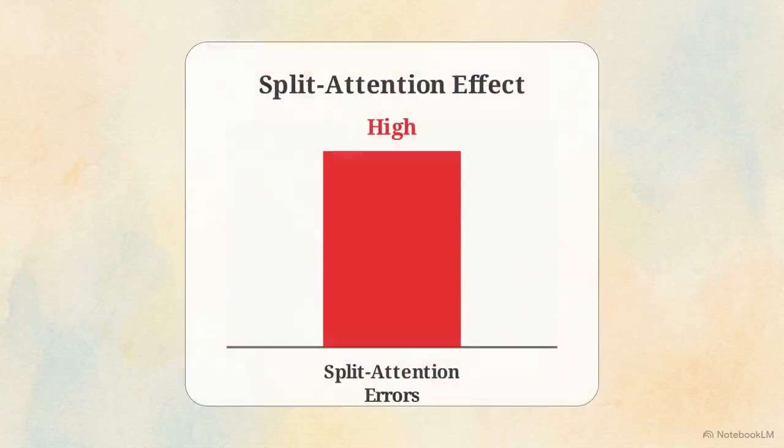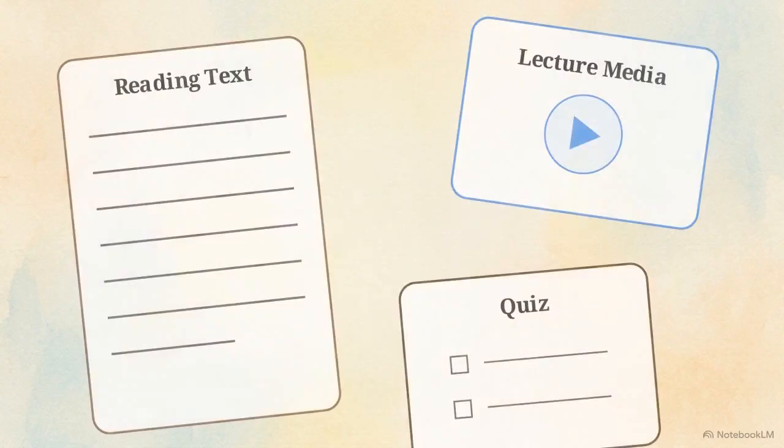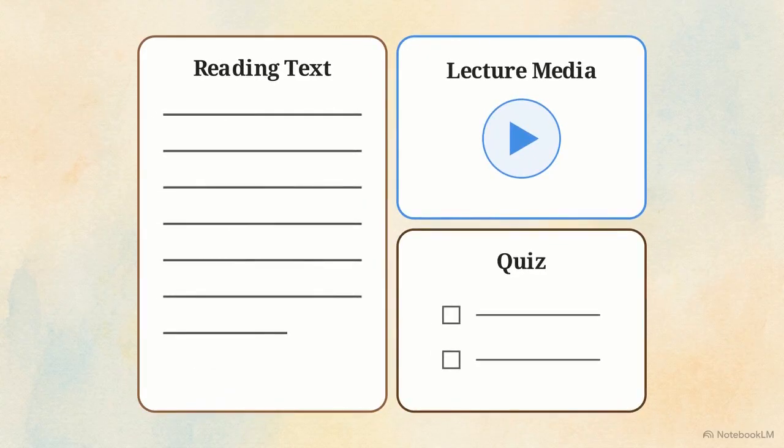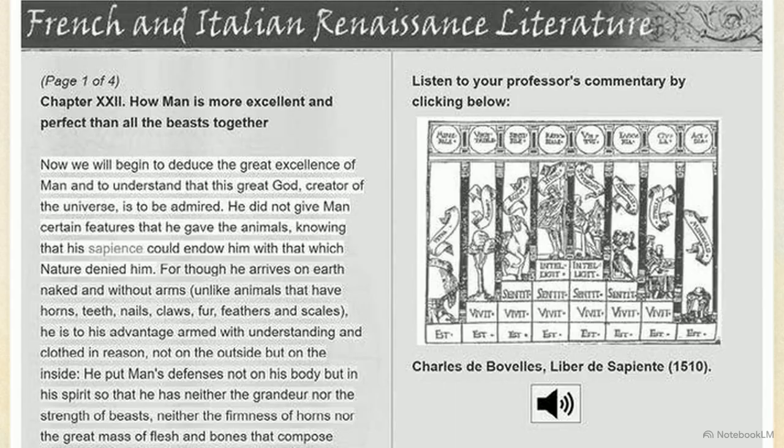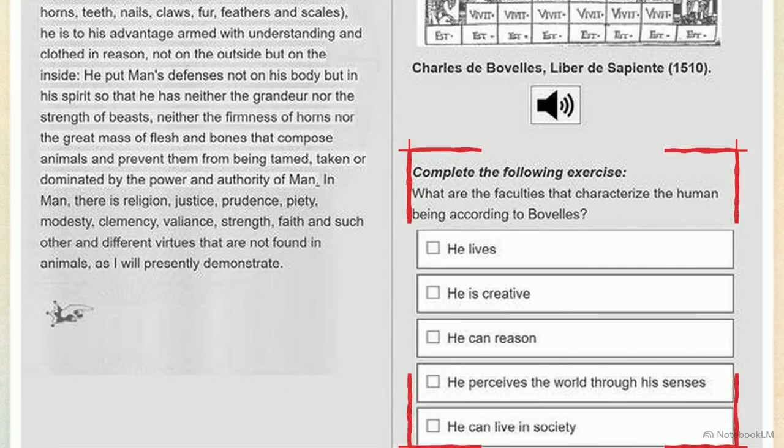Testing confirmed that putting the support resources directly adjacent to the text successfully mitigated the split attention effect. Visualizing the architecture proves that separate reading, lecture, and quiz elements can be fused into a single cohesive space. This is the final reading interface for the Renaissance literature course. The split attention problem is resolved. Audio commentary and comprehension exercises sit directly beside the core content.